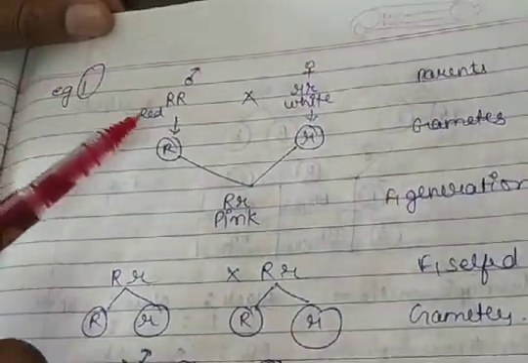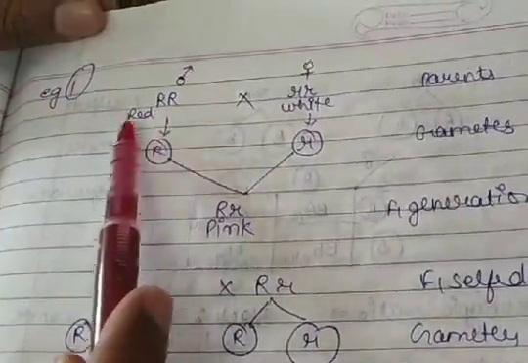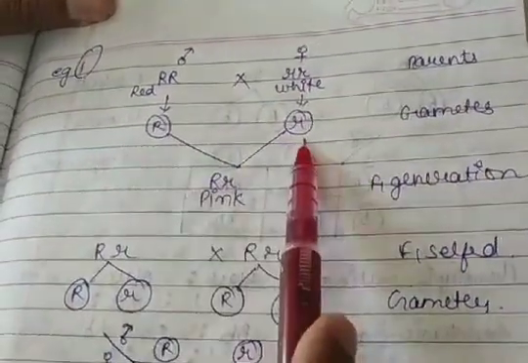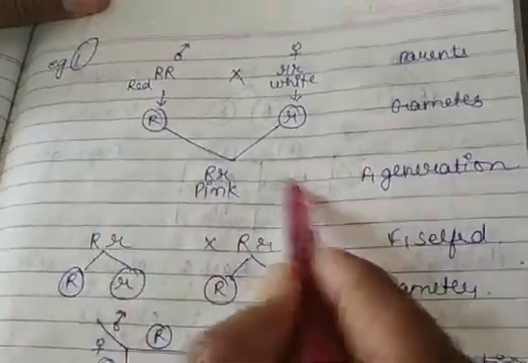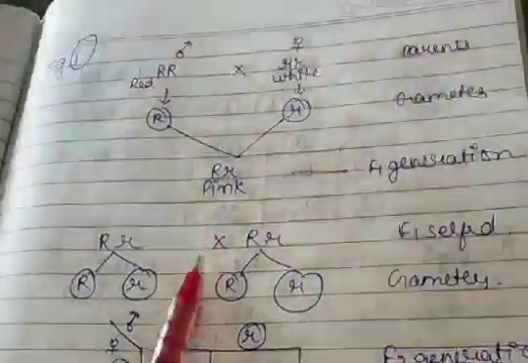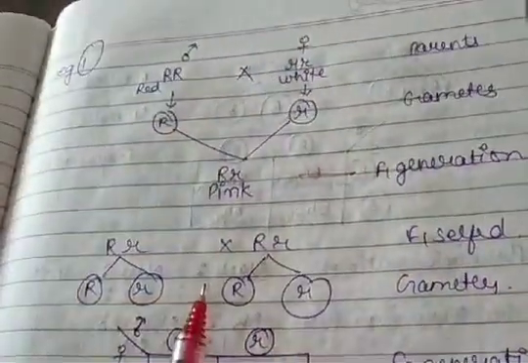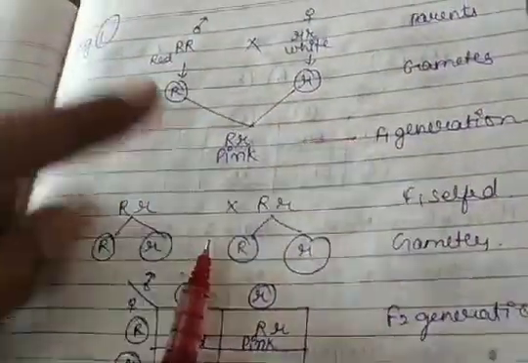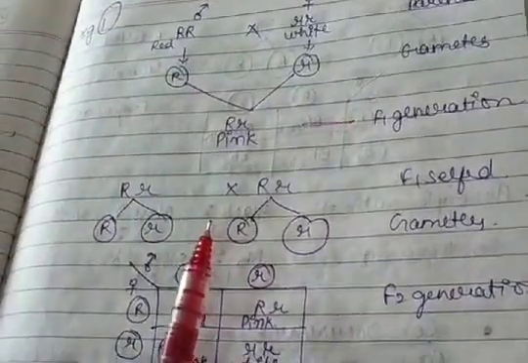Let us focus on the first. A red flower plant can be represented by RR and white by rr. These were the parents, and the gametes produced were R and r. They fused, and in the F1 generation the plants produced were pink, somewhat intermediate between red and white. Though it was expected that plants must be either red or white, they were pink due to incomplete dominance.